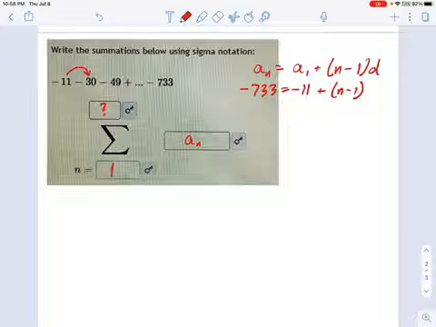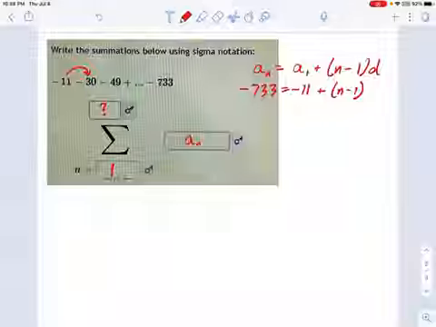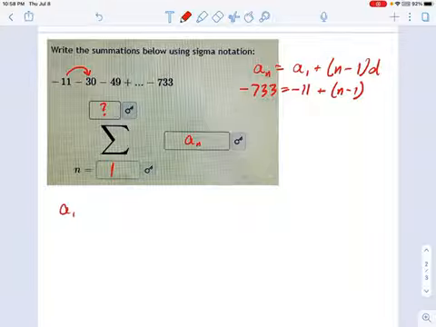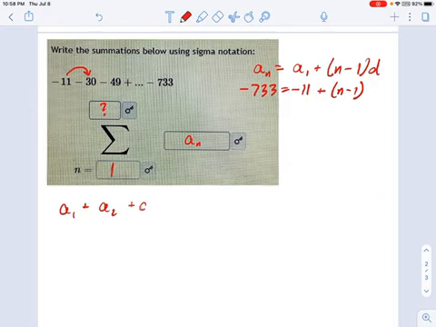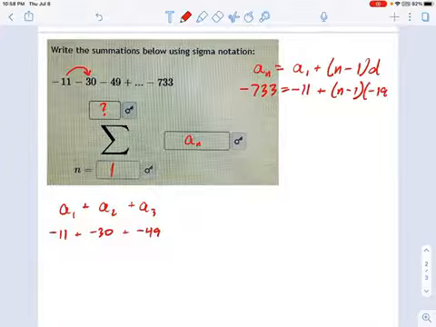What's the size of the jump going from negative 11 to negative 30? See, these are terms that are getting more and more negative. Remember what a series is. It's a_1 plus a_2 plus a_3. When they show minuses like this, that's like minus 11 plus minus 30 plus minus 49 and so on. So you can see these terms are getting more negative. I think this looks like d of negative 19, right? If I want to go from negative 11 to negative 30, I'm going down by 19. So that is a negative difference.